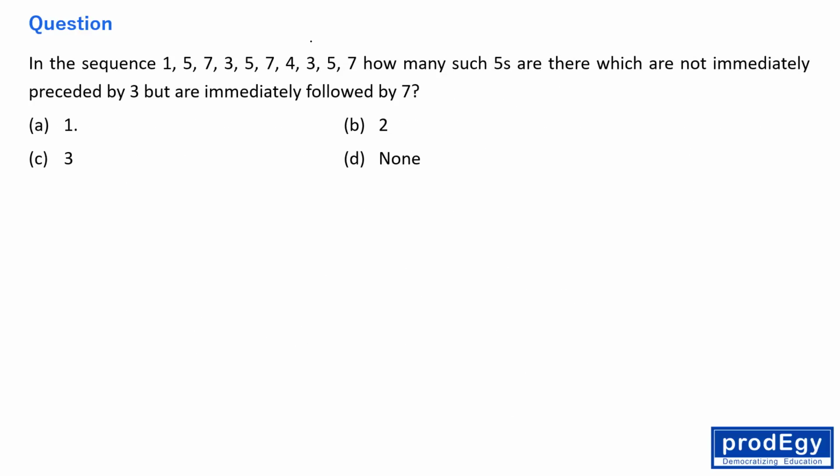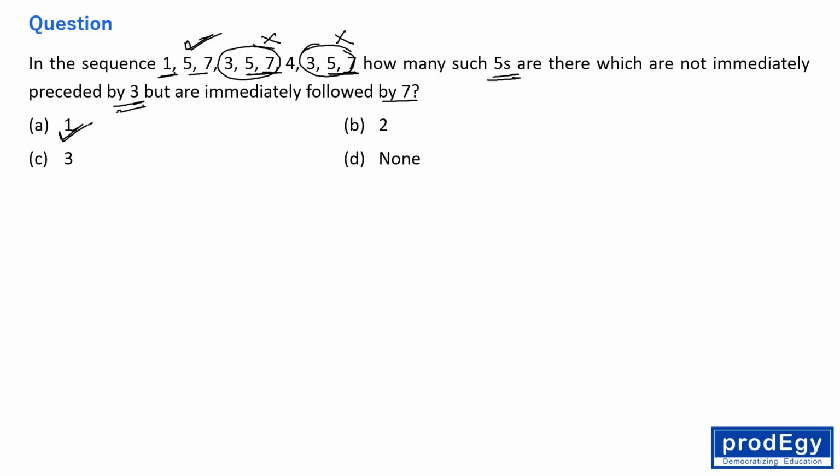In the sequence, how many 5s are there which are not immediately preceded by 3 but are immediately followed by 7? Okay, fine. So 5, 7, 5, 7 and 5, 7, but they are not immediately preceded by 3. So this triplet can't be considered. This triplet can't be considered. So here 3 is not there. Okay, fine. So only this will be considered. So the answer is 1, right?